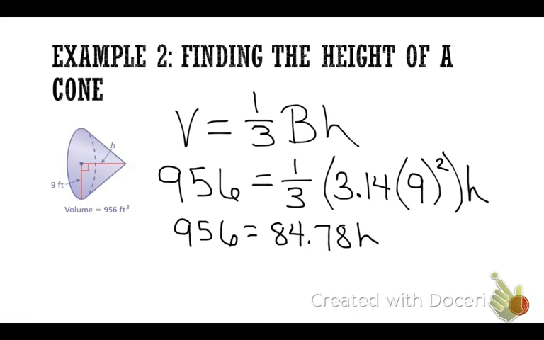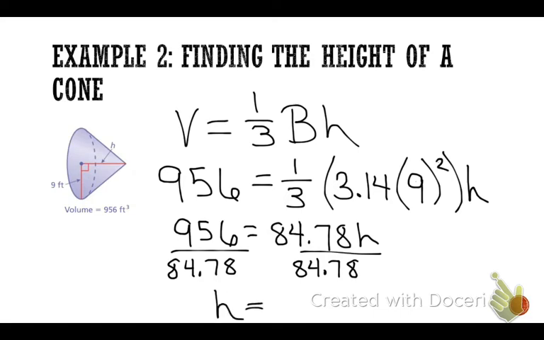All right, so now how would I solve for H? How do I solve for H? Divide everything by 84.78. Divide both sides by 84.78. And H equals 956 divided by 84.78. All right, I think I'm going to round to the nearest tenth. That's what the instructions say. So I need to do my squiggly sign. It's approximately 11.2 feet.